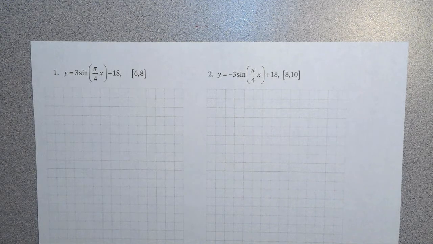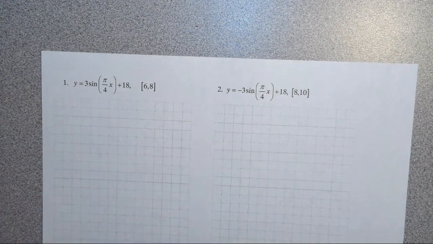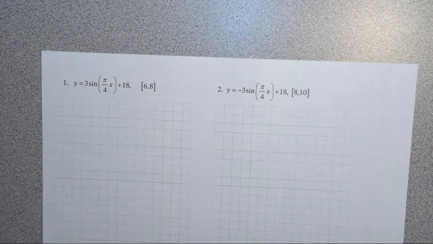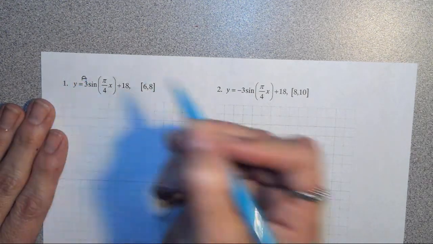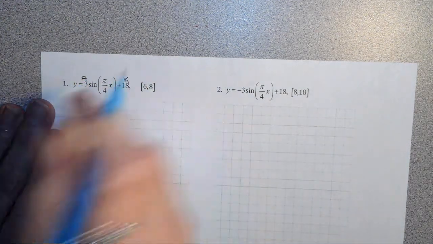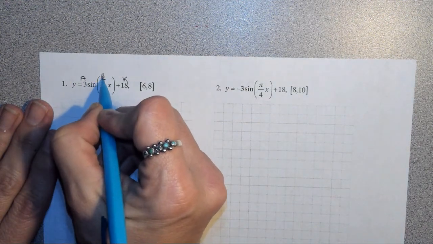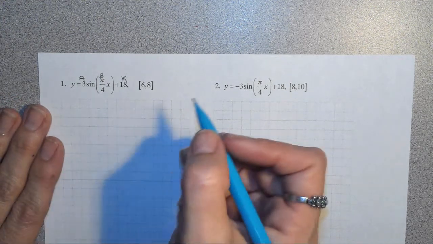And before I actually graph number 1, I'm going to write down the things I already know about it. So because it is a sine graph, I know what the pattern is going to be. I know that this is going to be an axis, maximum, axis, minimum, axis pattern. I know that the amplitude is 3. I know that the axis of wave is going to be 18, and I know that b is pi over 4.